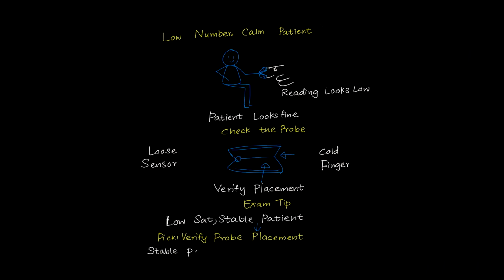Here's a WGU D439 OA exam tip for you. When the patient looks stable but the saturation number is low, always check the probe first. Quick recall hook: stable patient, suspect the probe.